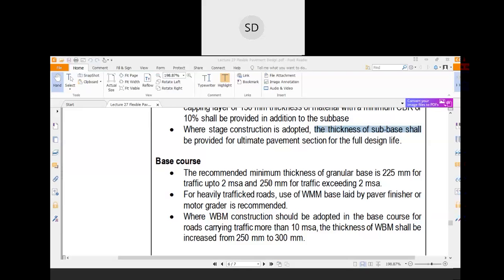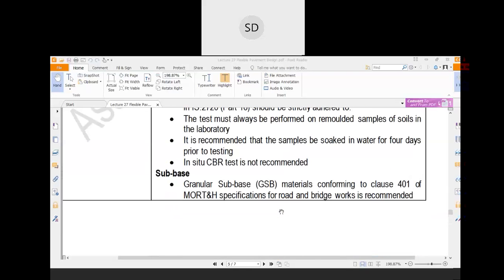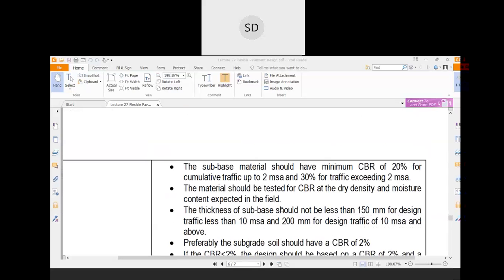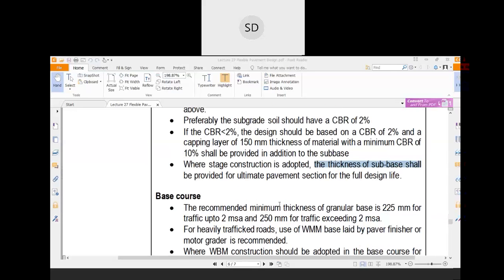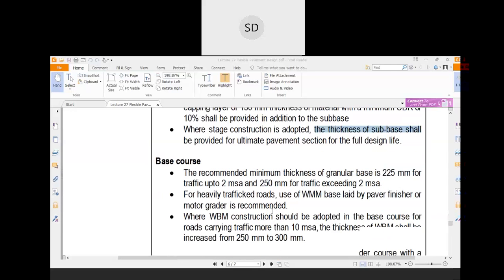So after we've discussed the sub-base course, you have to design the base course. The base course is also a granular course. Now sometimes you have to make some bituminous mix with that granular course to make it stronger.